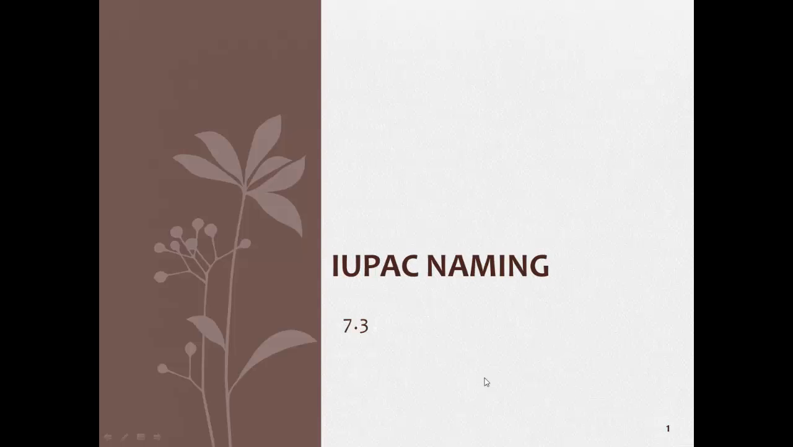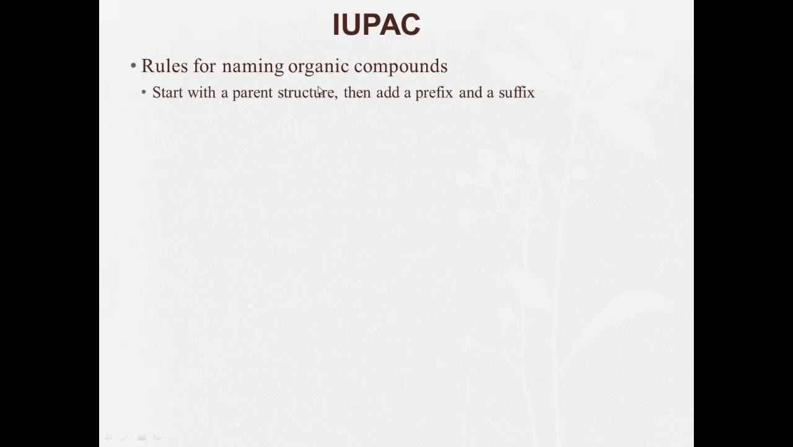Here we go, video 7.3, IUPAC naming. IUPAC, basically, is rules for naming compounds. In this unit specifically, we're going to talk about rules for naming organic compounds. Step one, we start with the parent structure. Then we add a prefix. Then we add a suffix.